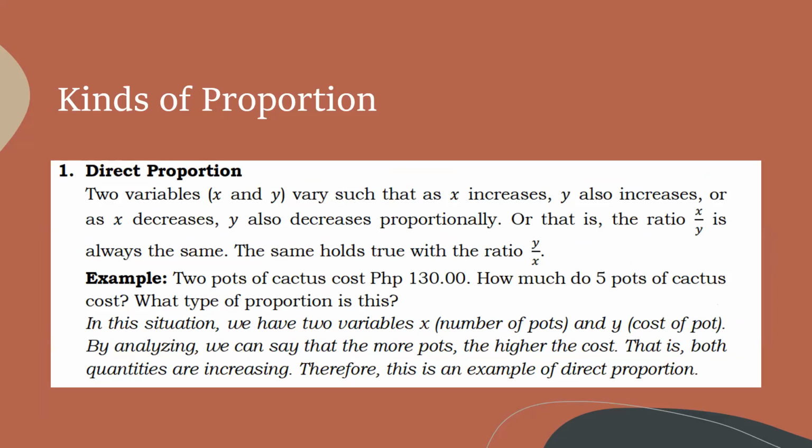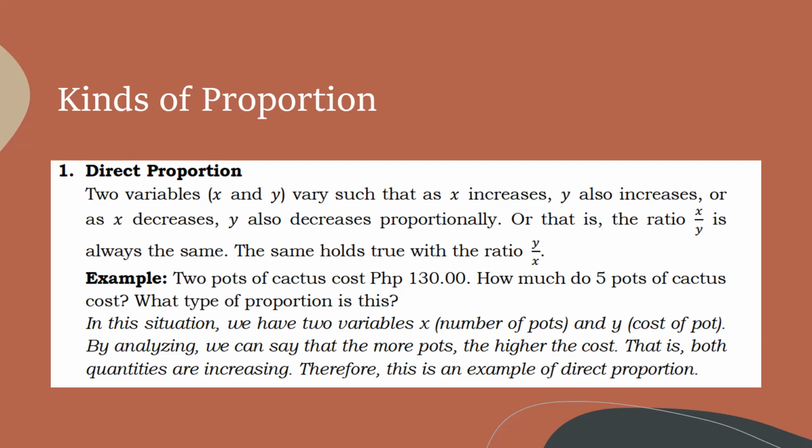When we talk about direct proportion, two variables x and y vary such that as x increases, y also increases, or as x decreases, y also decreases. Or that is, the ratio of x to y is always the same, as holds true with the ratio of y to x. Ibig sabihin, ito raw yung sitwasyon kung saan kapag tumaas ang isa, dapat tataas din ang isa.